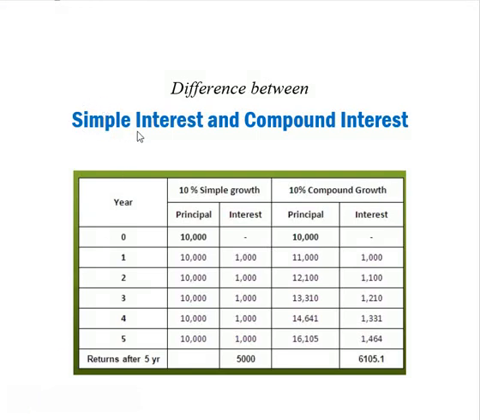Today in this lecture we are going to discuss what is the difference between simple interest and compound interest. Suppose you have deposited 10,000 in a bank in the start of the year. So after 1 year you will get some profit. That profit is called interest, and the amount of interest is 10% of your principal amount. Therefore, the 10% of this 10,000 is 1,000. You will get 1,000 after 1 year.